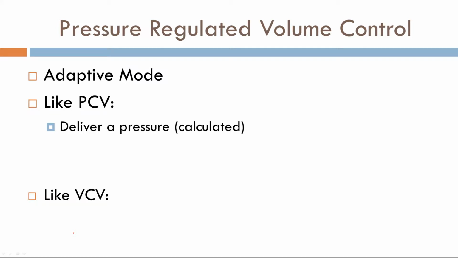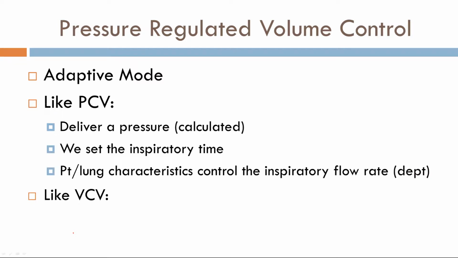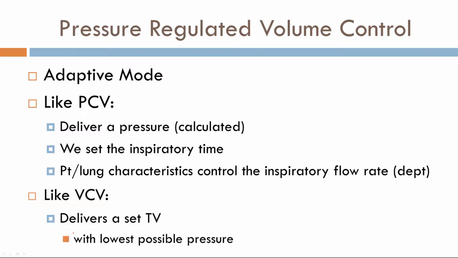Like pressure control, it delivers a pressure, but this pressure is calculated. We set the inspiratory time. It is the cycle variable. And flow is our dependent variable. So flow is completely dependent on the patient's demands or the lung characteristics. Like volume control, you deliver a set tidal volume with the lowest possible pressure.